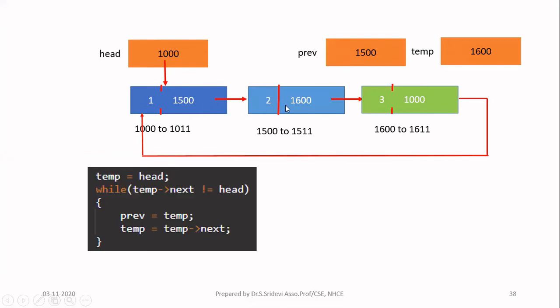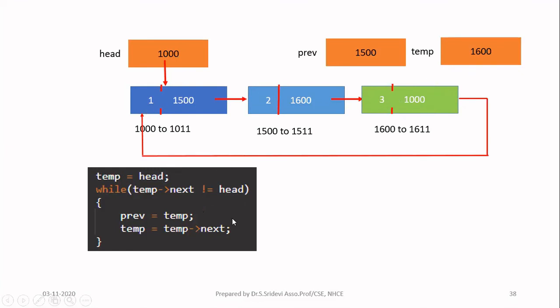That is, after the first iteration is over, the node with 1 will be previous and the node with 2 will be temp. Then in this node, I check the link field. Link is 1600, which is not equal to head. So I make this node, blue color 2, previous and green 3 temp. Then I check the link of this node. The next field of this node is 1000, which is equal to head. So at this point, I will come out.